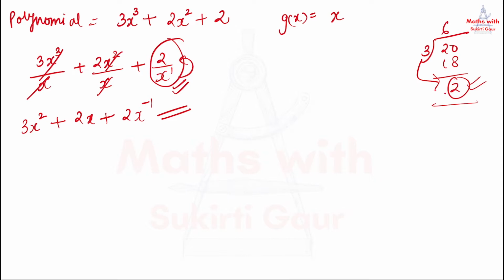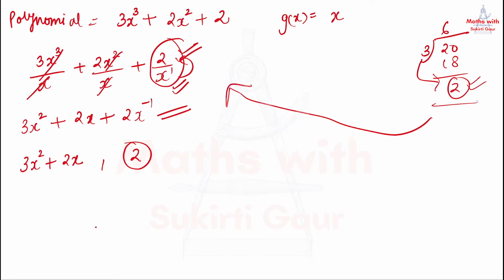We will stop our division here. The same thing happens here. We will stop our division till we reach 2, because x will never divide 2 and it will not give us the form of a polynomial. So it will give us 3x square plus 2x and the remainder will be 2.